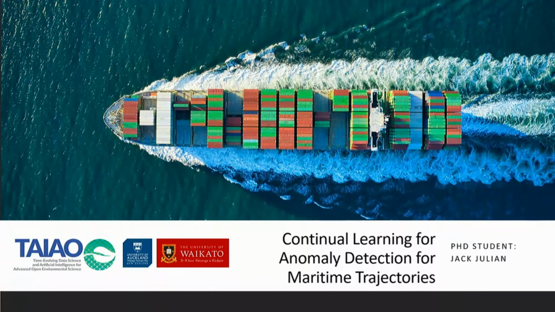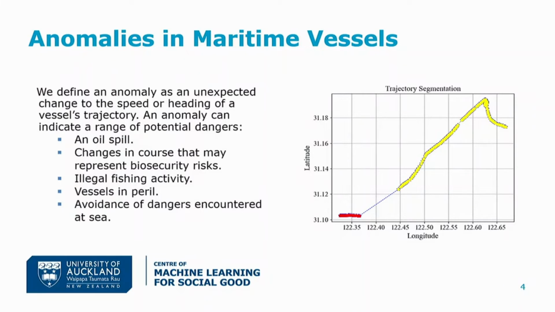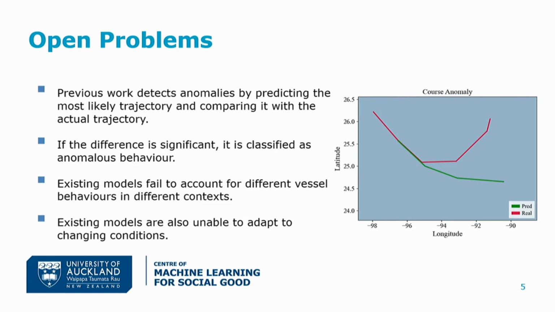Jack, back there, has a poster outside. I'm not going to go too much into this, but it is an example of what continual learning can be used for: anomaly detection in maritime vessels. When we talk about anomaly detection in this area, we can talk about unexpected changes of speed or heading of vessel trajectories. It can signal a couple of things: oil spills, a change of course because of a biosecurity risk, or illegal fishing activity. So there are various reasons why things change at sea.